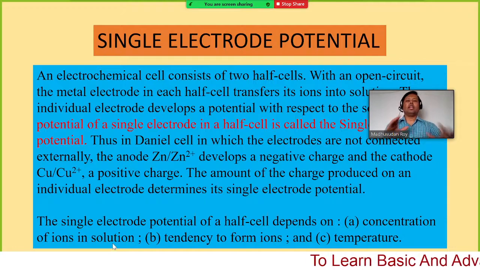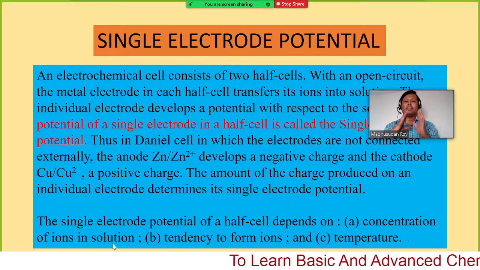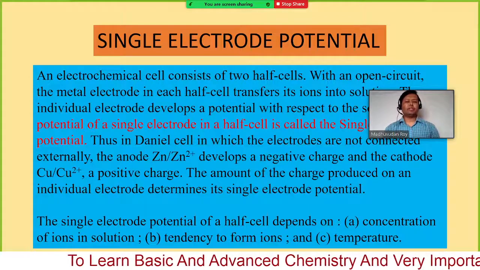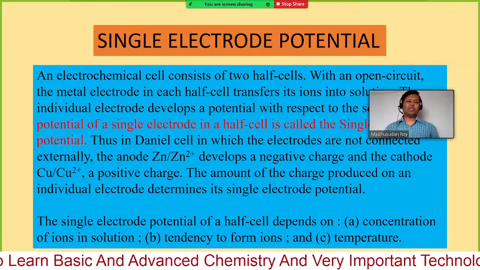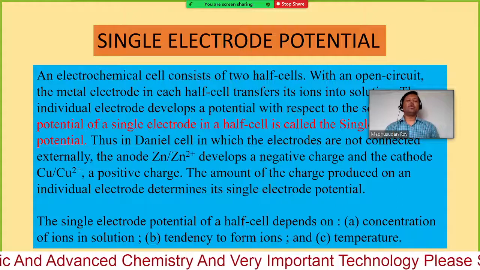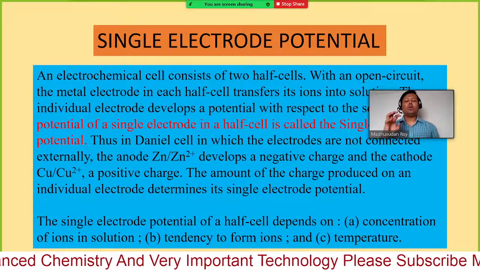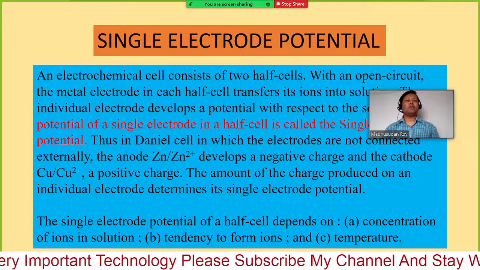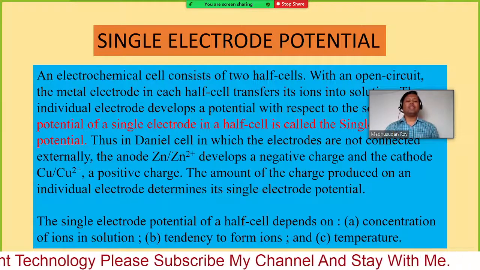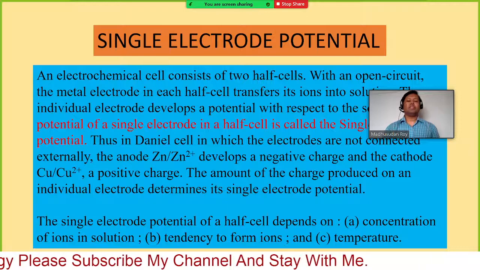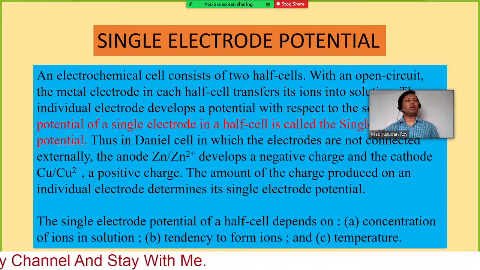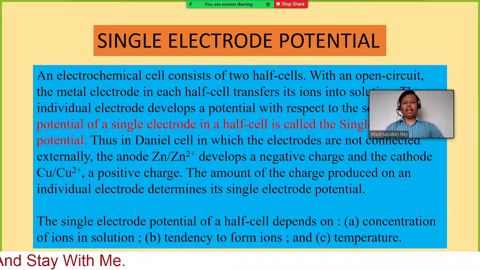So the single electrode potential of a half cell depends on the concentration of the ion solution. That means if you take an electrolyte with very low concentration and another with very high concentration, you will have more electrode potential where the concentration of the electrolyte is very high. That means the electrode potential of a half cell depends on the concentration and tendency to form ions.